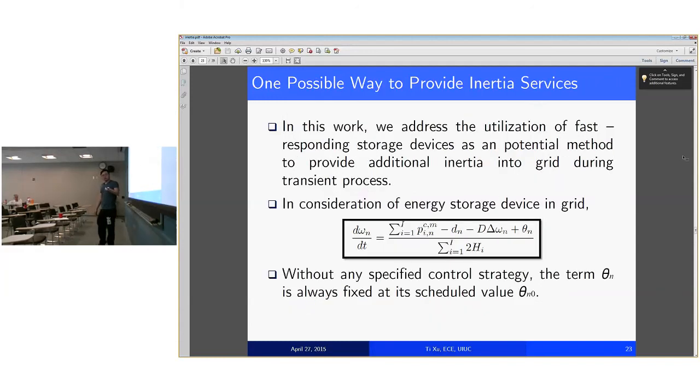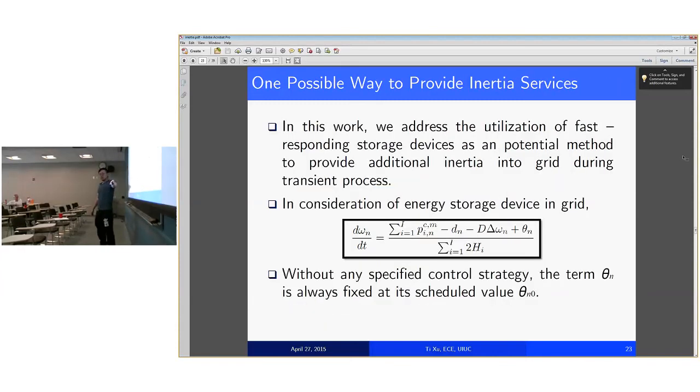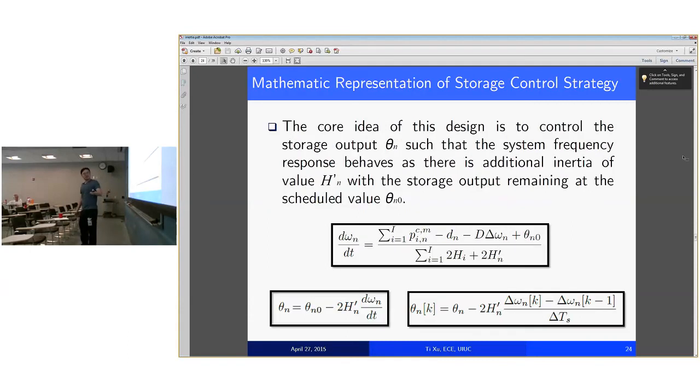So before, the frequency deviation is determined by the equation here, but I want to say the theta, the output of the storage, is controlled by some algorithm, and the system behaves like there is some additional inertia, and the output of the storage remains the same. Then I get the control algorithm I have. The theta n is determined by the inertia you want to add into the system, and the change rate of the frequency deviation.